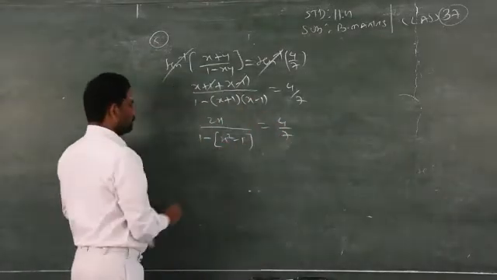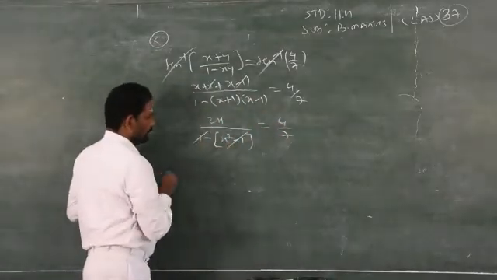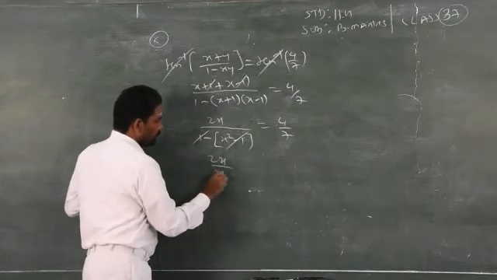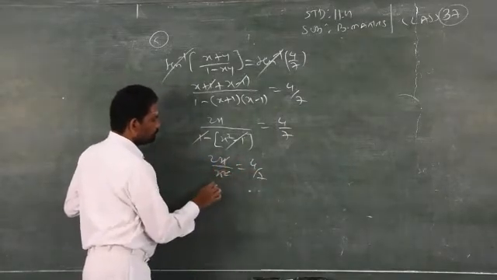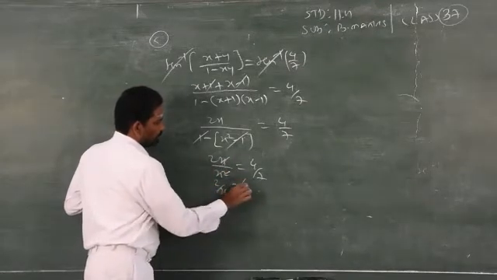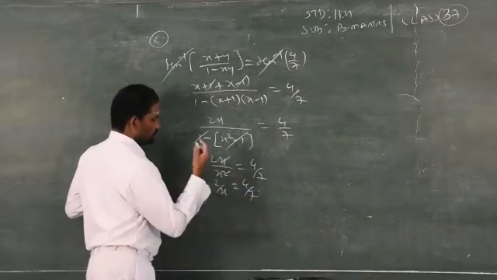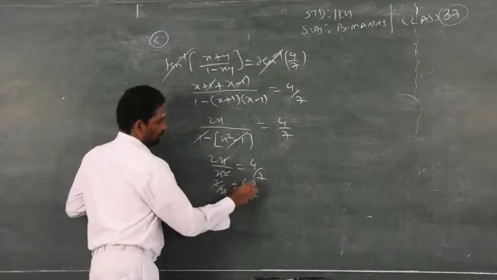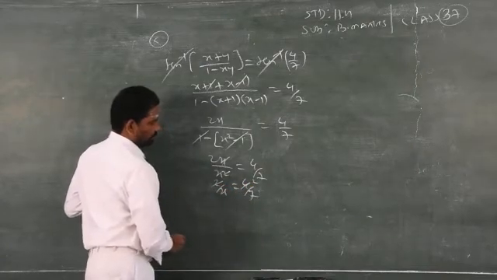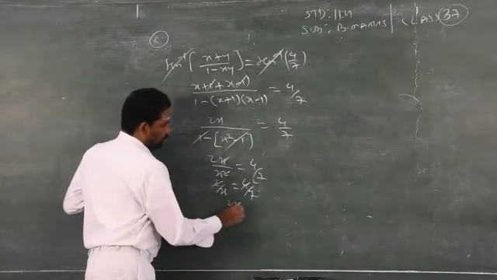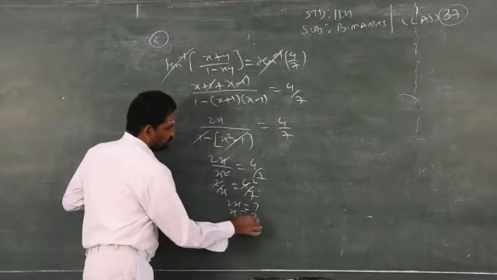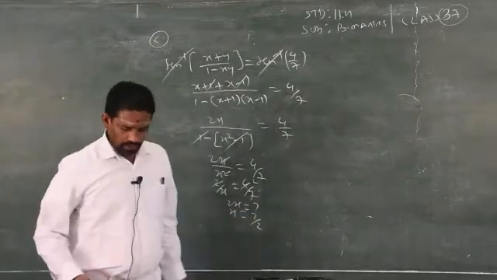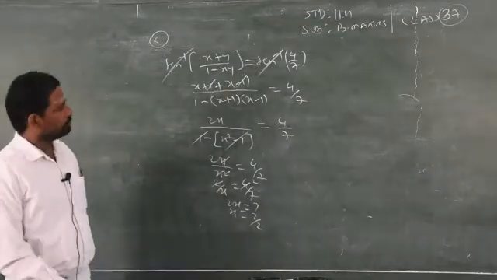Clear? So now you have to simplify. Again this 2 gets cancelled. So 2x by x square is equal to 4 by 7. So 2 by x is equal to 4 by 7. So what will be the answer? 2x is equal to 7, then x is equal to 7 by 2. Check whether you will get it or not.